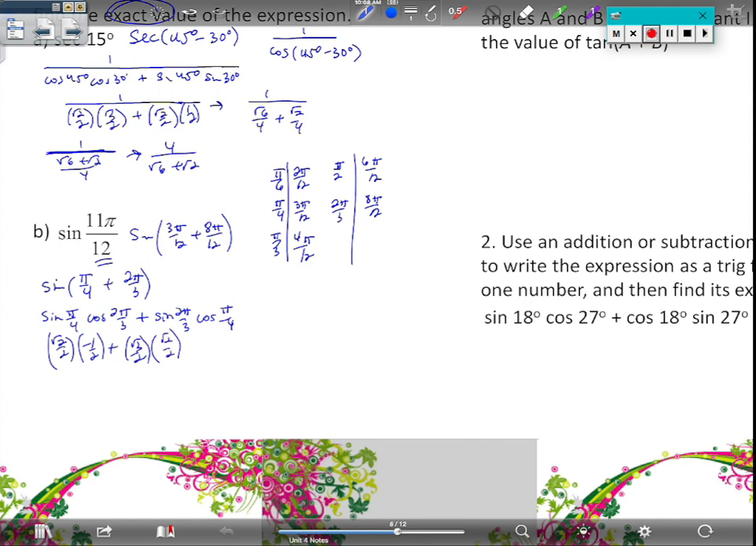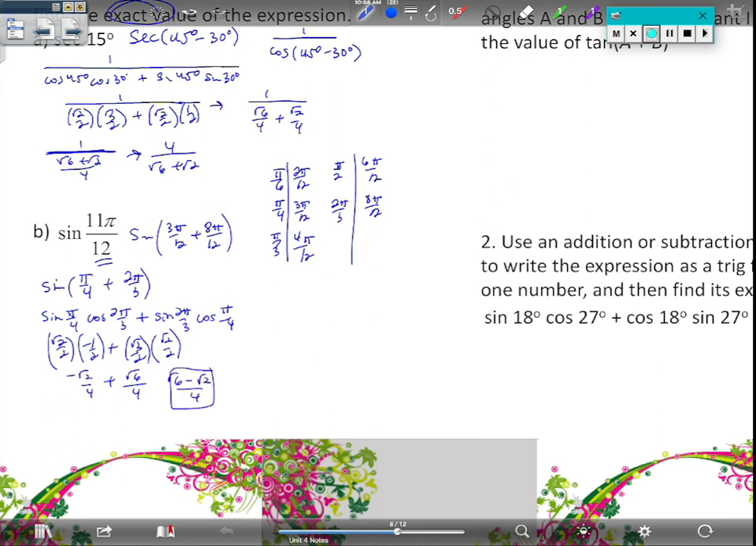Now these unit circle values you should have memorized. I'm not going over how to find them because we've been doing this for months, right? We should have them memorized. So I do my arithmetic. Over here I get negative root 2 over 4 plus, over here I get root 6 over 4. They already have a common denominator, thankfully. And so I get root 6 minus root 2 over 4.